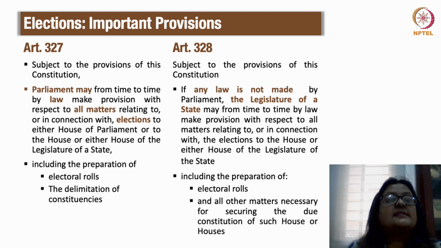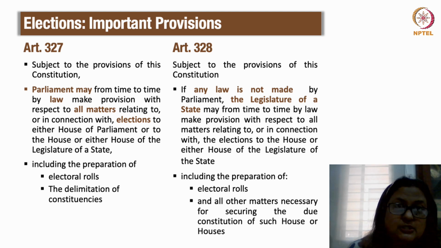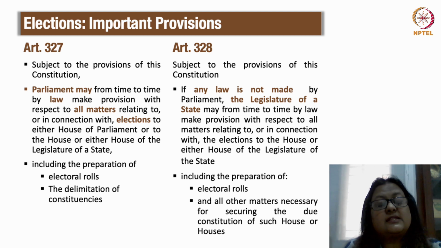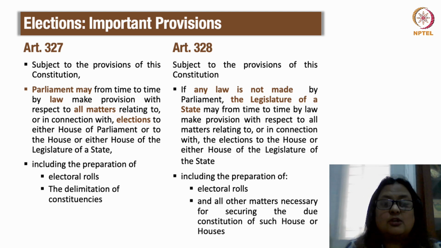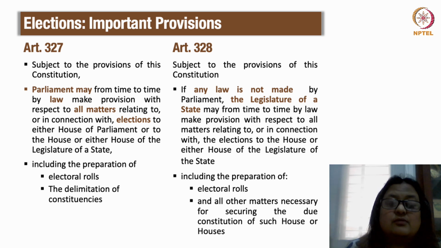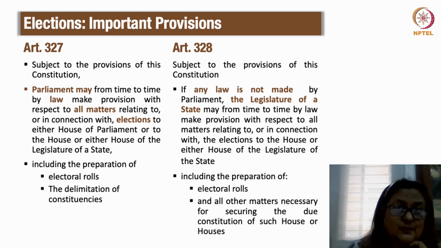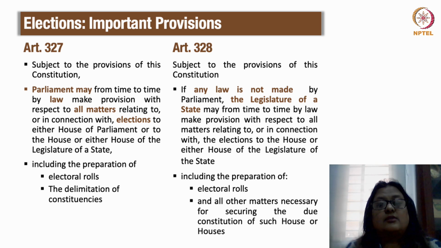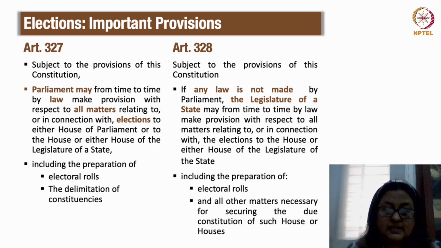Now, in case the Union Parliament has not made any such provisions or legislations, the state government can make such law relating to the conduct of elections. But they can make law relating to the conduct of elections only within that particular state. This includes the preparation of electoral rolls and all other matters necessary for securing the due constitution of either House of Parliament.